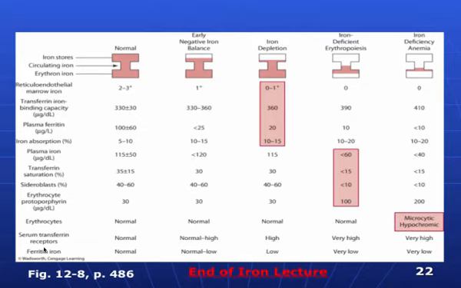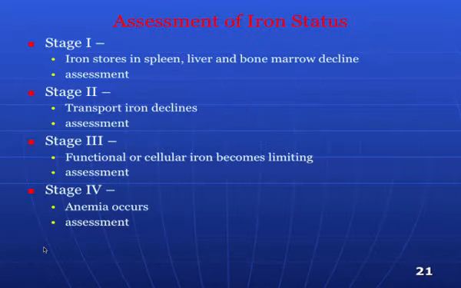Stage 4, anemia. Red blood cells are microcytic hyperchromic. So hematocrit goes down, hemoglobin goes down. I think that's it. Questions on iron?